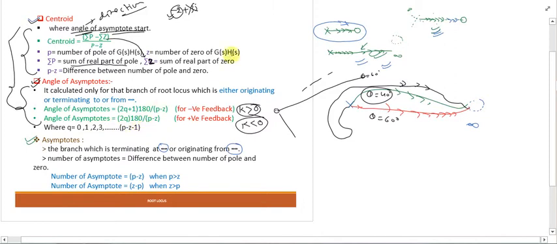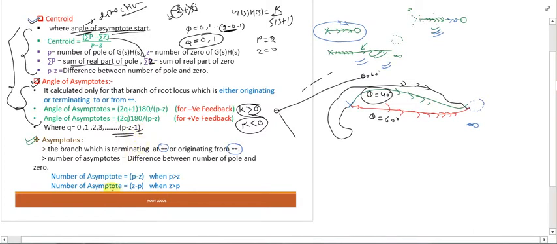minus z minus 1. Means if I have a transfer function like this, k divided by s into s plus 1, then what is the p? P is 2, there are 2 poles, and what is the z? There is no zero. Then q goes 0, 1, dot dot dot up to p minus z minus 1, which means 2 minus 0 minus 1 is 1, because the maximum limit of q is 1, so q goes from 0 to 1. Clear? This is the limit of q. The q limit is decided by number of poles minus number of zeros minus 1.